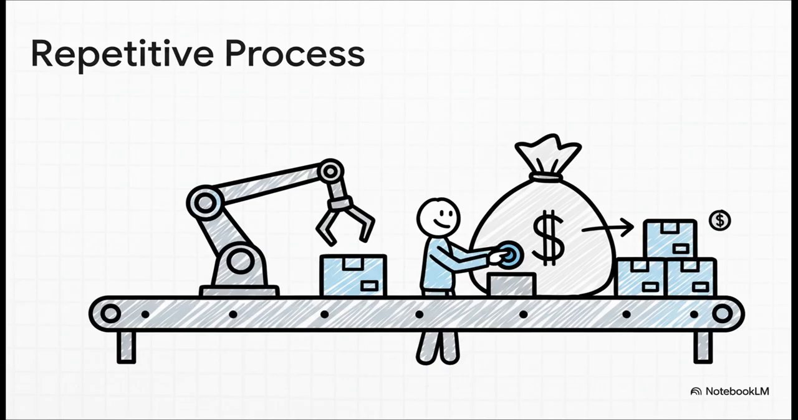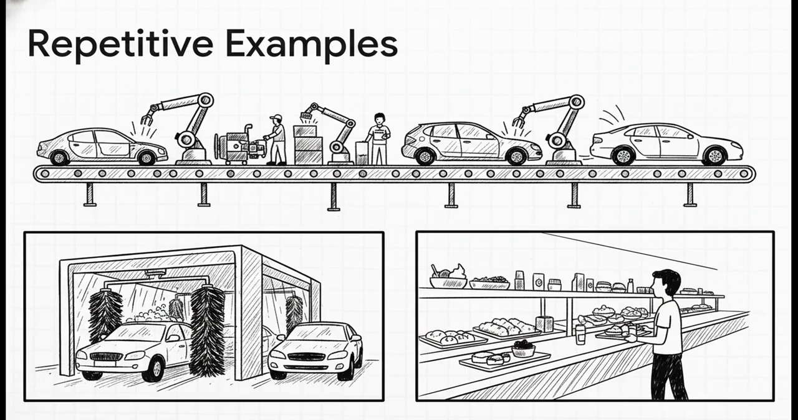This is key. You have a huge upfront investment, a high fixed cost, for that specialized line. But once it's running, the variable cost to make each individual item is incredibly low. The classic examples are things we all use every day, right? Cars, computers, and TVs rolling off assembly lines.